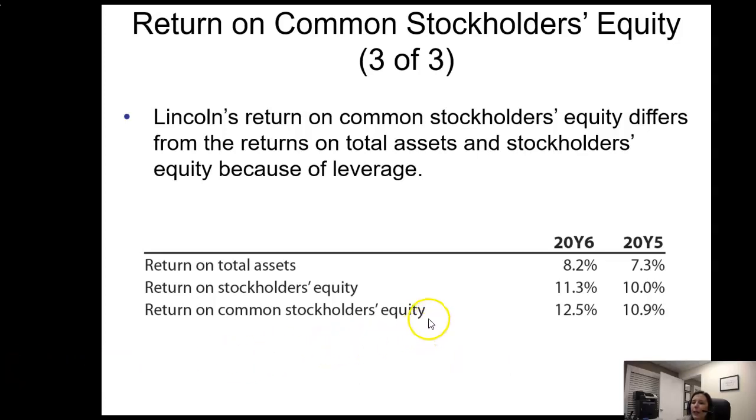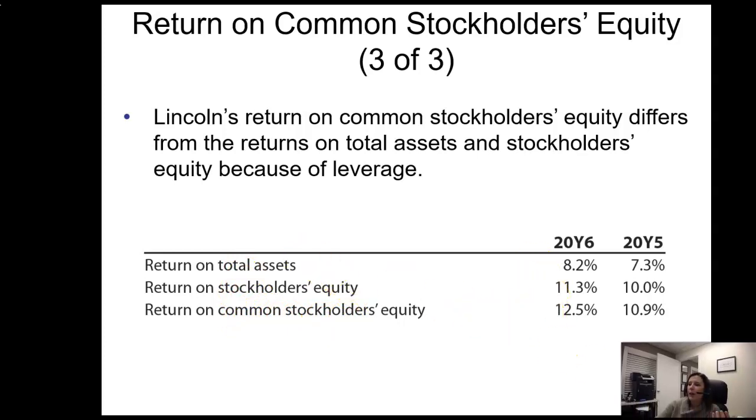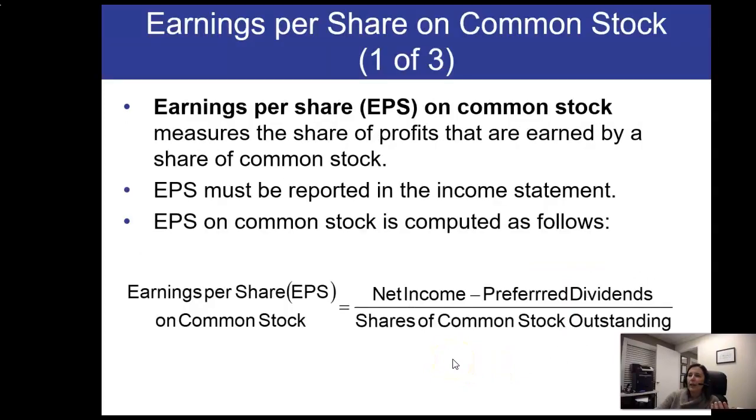And so as with the difference between the return on equity versus total assets, the return on common stockholders' equity from total assets also differs because of the use of debt to fund operations. The next ratio we're going to talk about is earnings per share. And this is a reasonably easy calculation, and you won't appreciate how easy it is until you have to calculate something called diluted earnings per share.